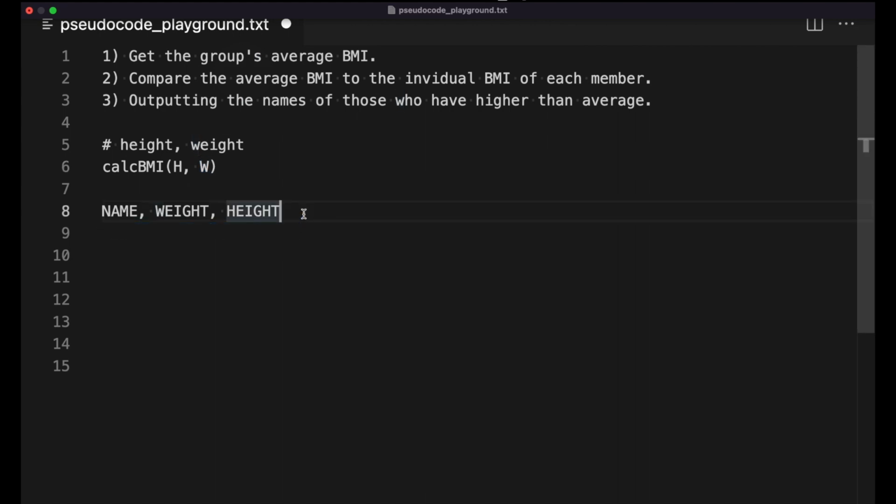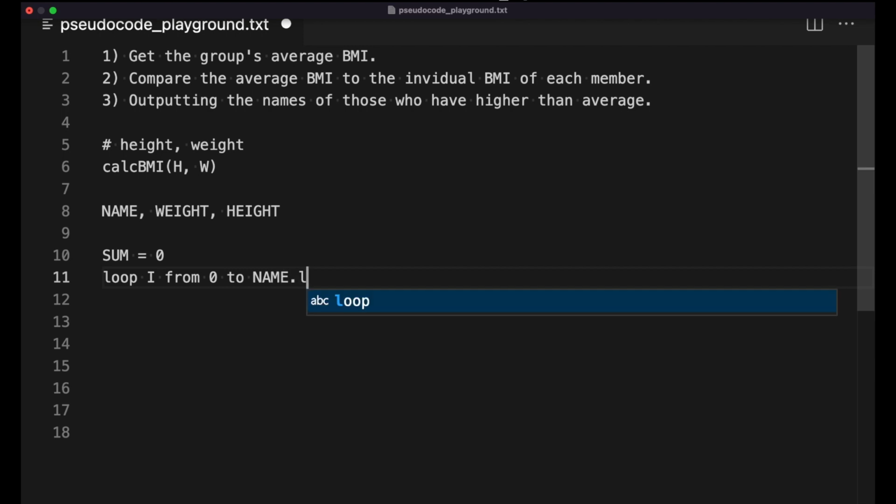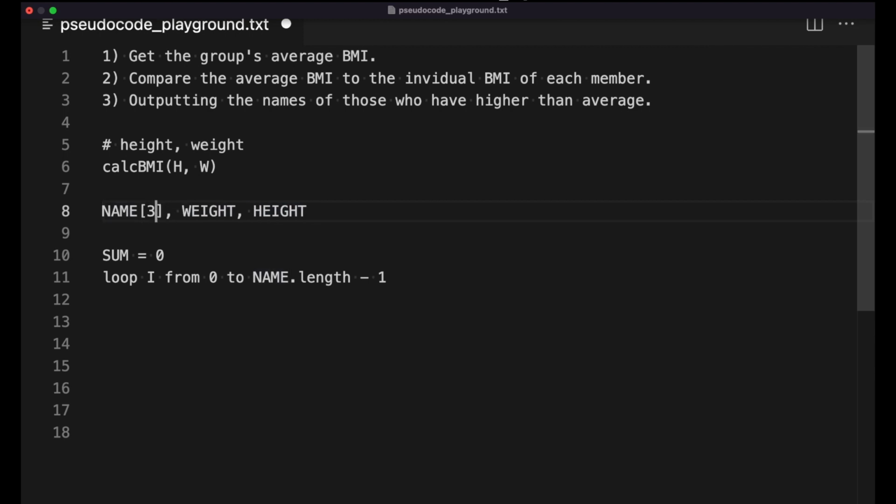So first, let's get the group's average BMI. I'm going to start by just adding them all up. I'm going to create a variable called sum and set it equal to 0. Then I'm going to loop from 0 to name.length minus 1. So that's going to be, well, each of these have 30 elements, so we can just say name 30, just to be clear. And height 30. Now, this isn't part of our pseudocode. This is just me putting this here, so I understand what I'm working with. So we can do name.length minus 1, which will take us from 0 to 29. Or probably just to be even clearer, we can just do this.